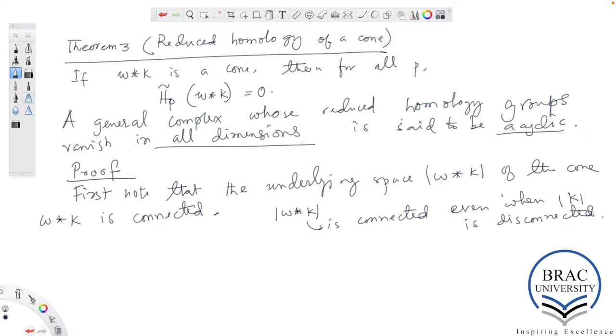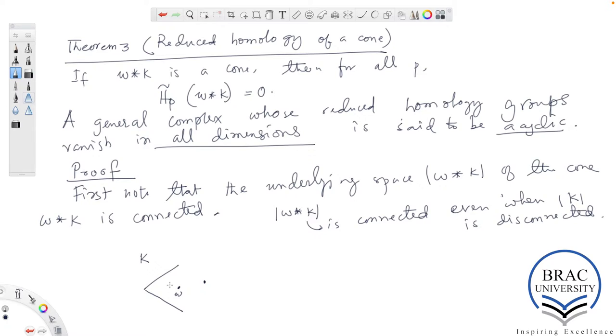So let me see this in terms of a picture. Say that this is the underlying space of the complex K. It's a one-dimensional complex consisting of two line segments and a point. It's immediate that it's disconnected. It has two components. And say that we have a point here, W.